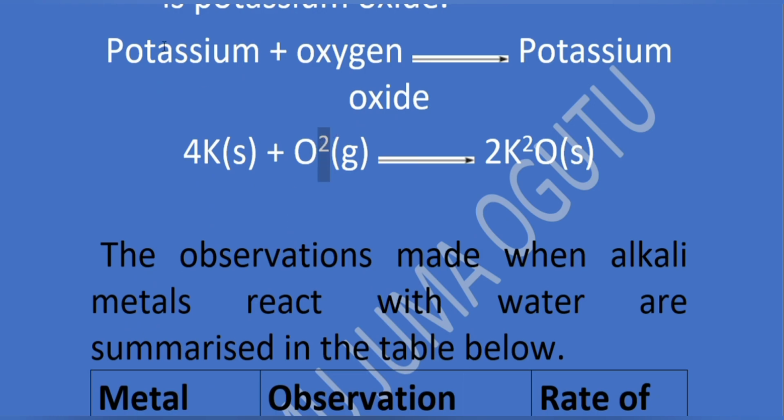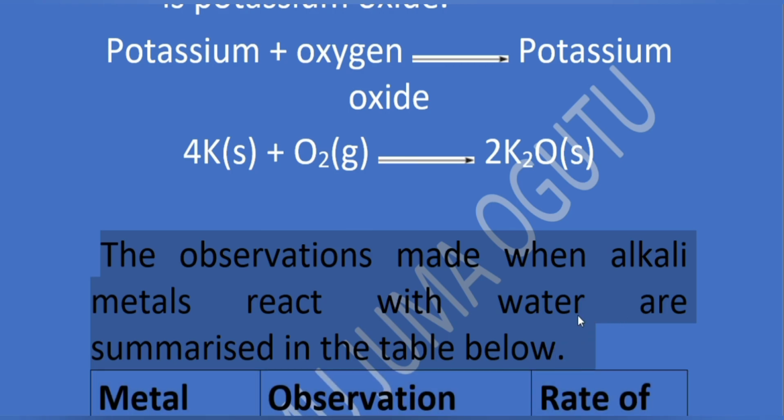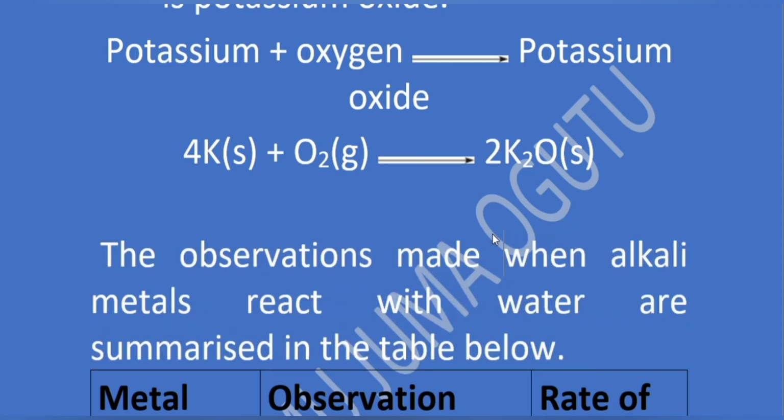Now potassium burns in air with a lilac flame to form a white solid, which is potassium oxide. Here is the chemical formula for that.